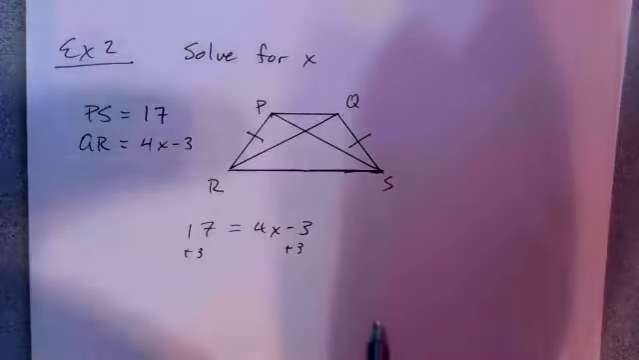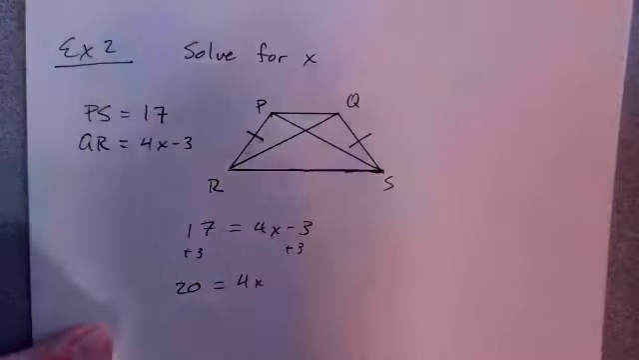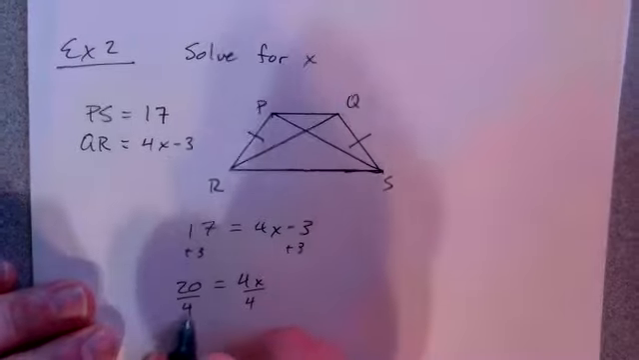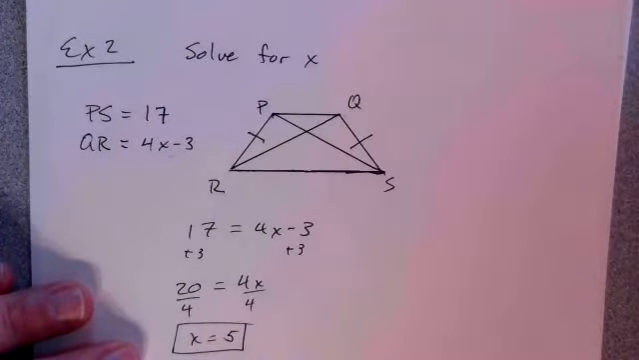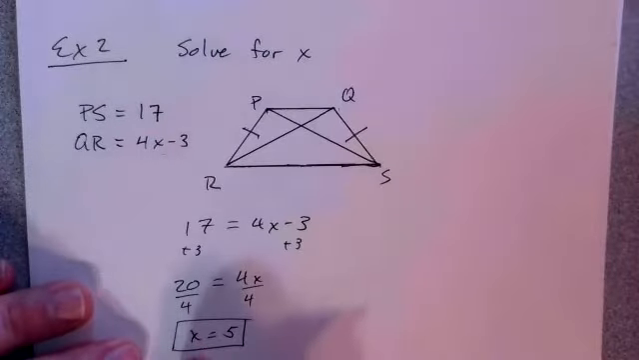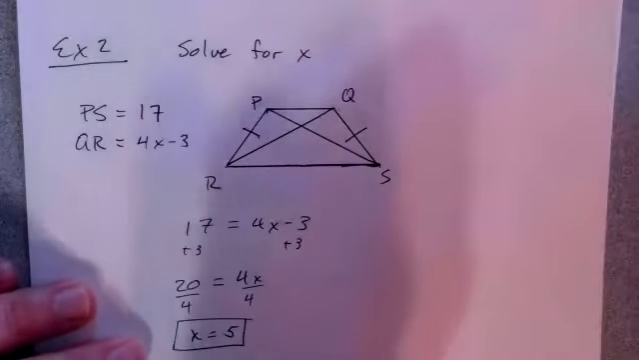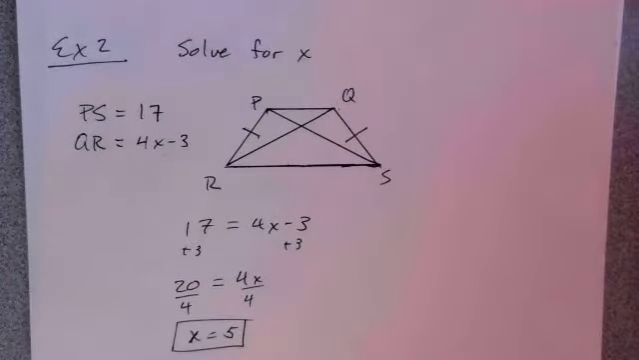17, 18, 20. 20 equals 4x. And finally divide by 4. So now we see that x equals 5. Was that our goal? The direction said solve for x. I now know that x equals 5. I am done. All right. It's really just that simple.